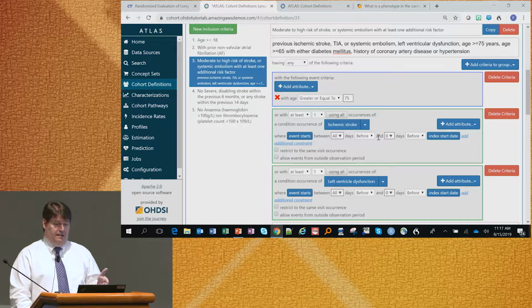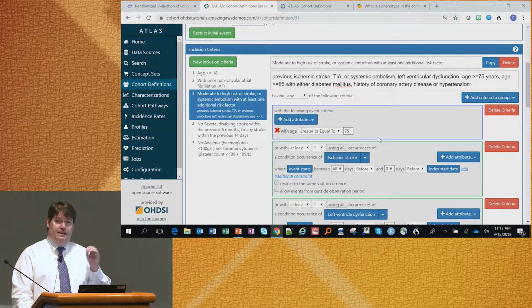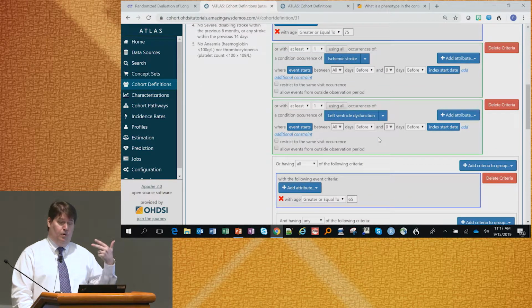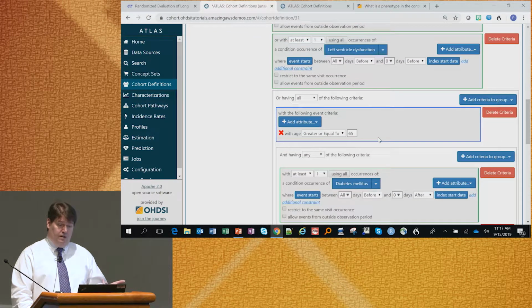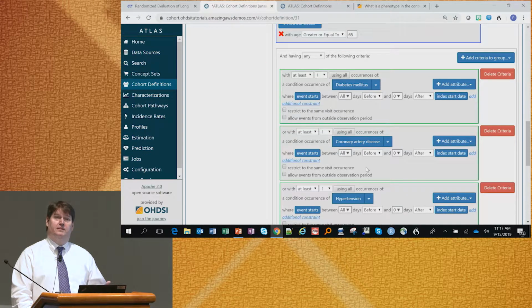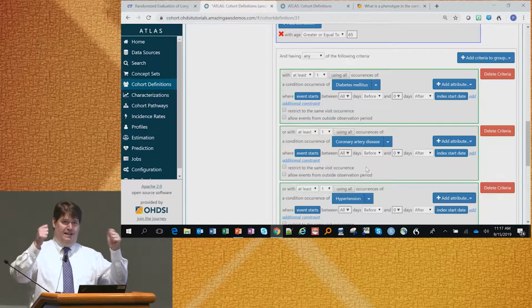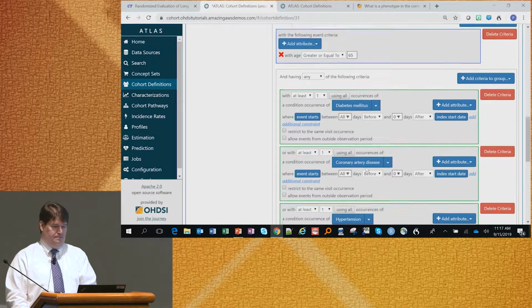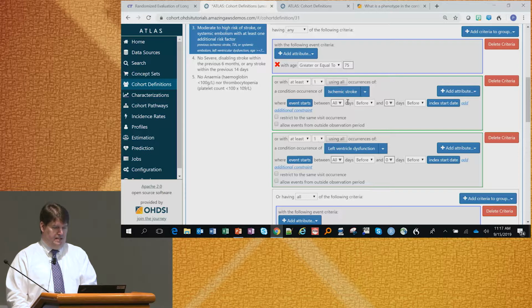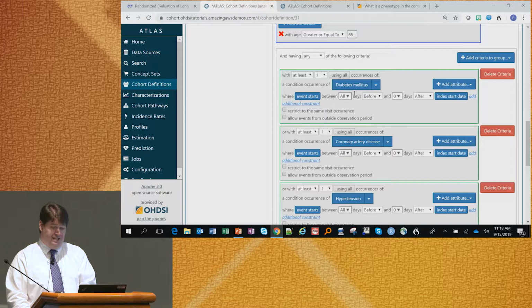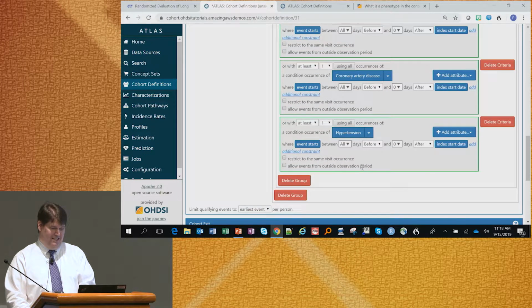Basically, we're saying you're included if you have any of the following. You are aged greater than 75, ischemic stroke, or left ventricle dysfunction, or you have the following: age 65 with diabetes, coronary artery disease, or hypertension. All these things come together, and if you satisfy it in one way or another, then you're included in the cohort. Just making sure I didn't miss any other, like the time windows. Just want to confirm that the time windows are good. Always check and make sure that your time windows look correct. They look good. Okay.